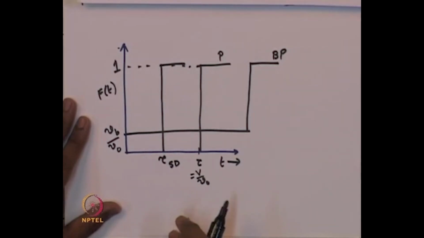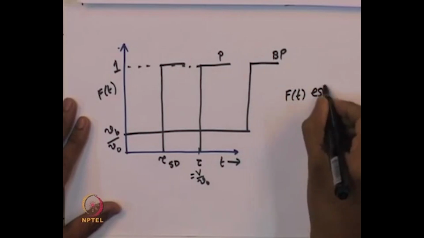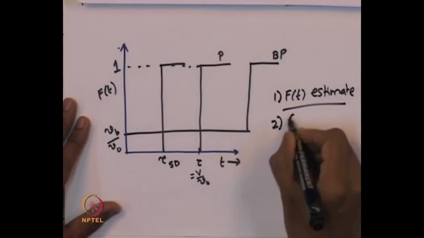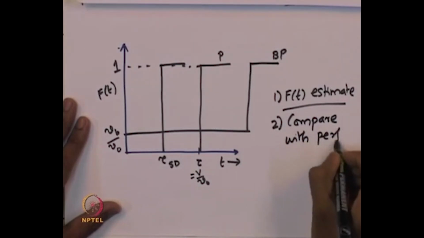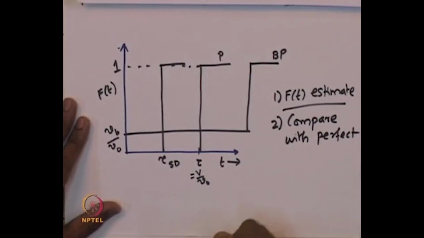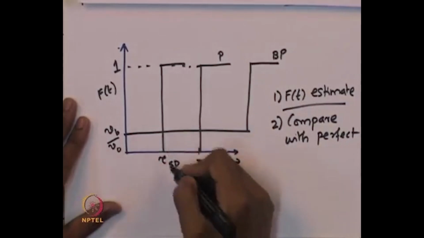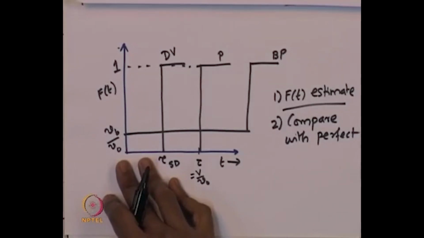So, the method is, first, one should estimate the f curve experimentally and compare it with the perfect operation case, and this will provide a clue whether there is a bypass in the reactor or whether there is dead volume present inside the reactor. So, this is the story for the single CSTR and the single plug flow reactor. Now let us look at the combination of reactors.